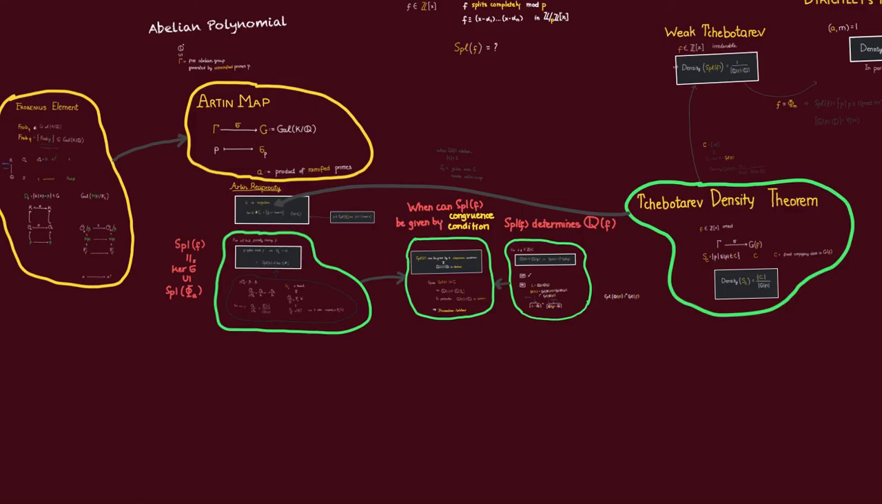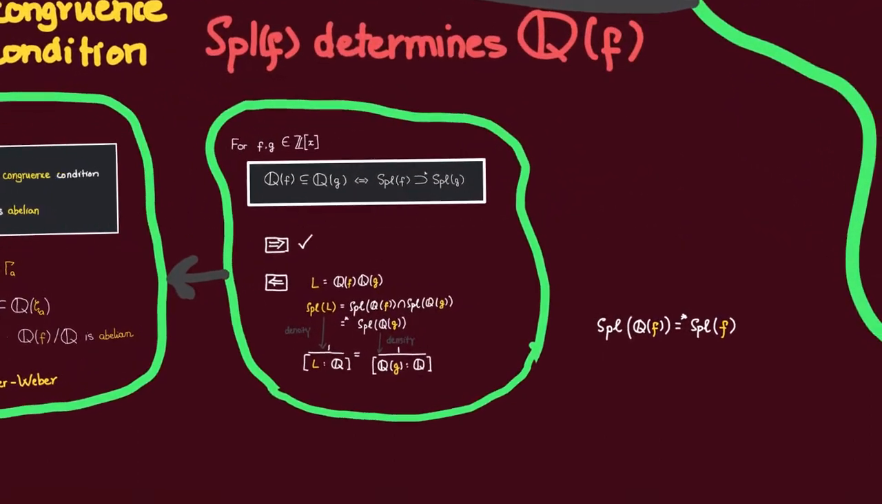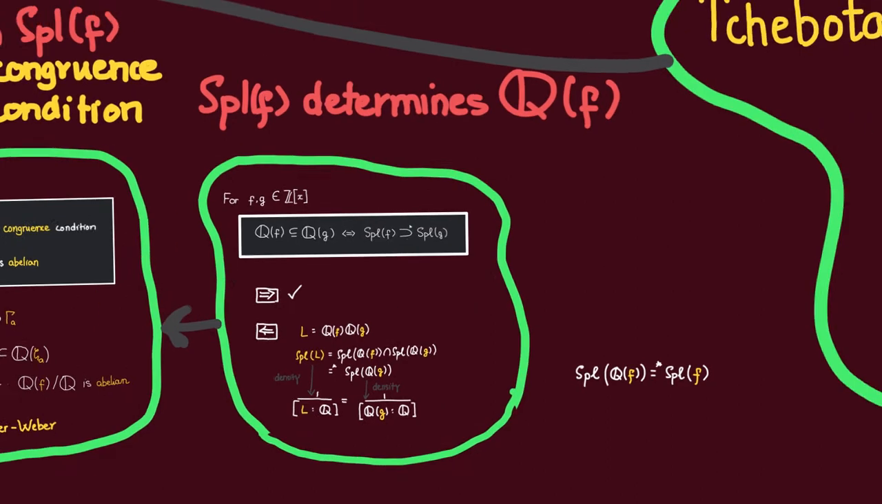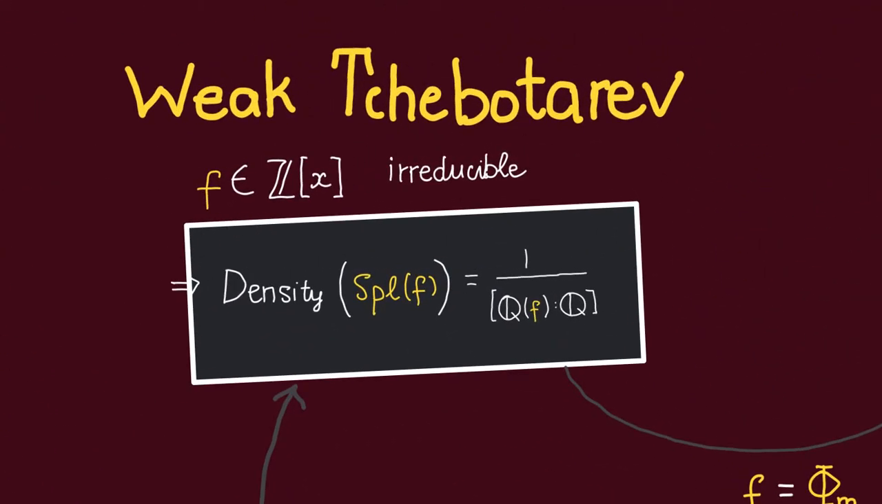So previously, when proving that the set split F determines the splitting field of F, we have used the weak Chebotarev theorem. Remember, it allows us to relate the density of this set split F with the degree of the splitting field of F over Q. So now let's discuss a bit more about these density theorems.